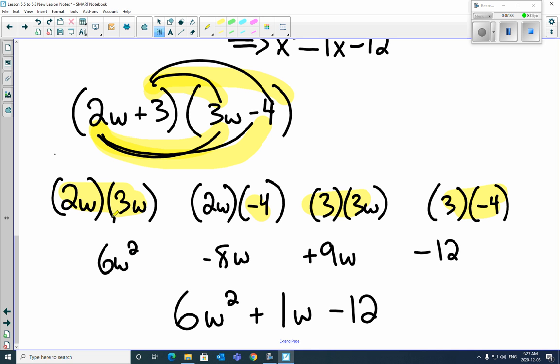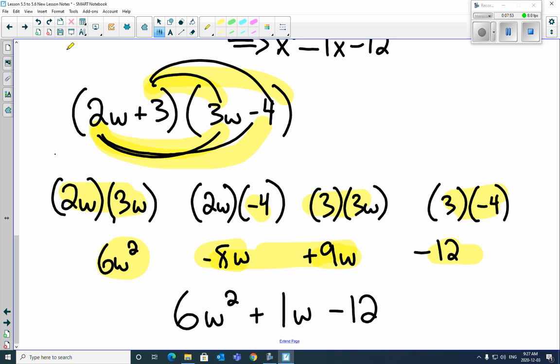So we end up with 2w times 3w is 6w squared. 2w times negative 4 is negative 8w. 3 times 3w is positive 9w. And 3 times negative 4 is negative 12. And then what can you combine? Just the middle terms here, the negative 8w and the 9w, which forms your 1w. Or you can just leave it as w if you want.